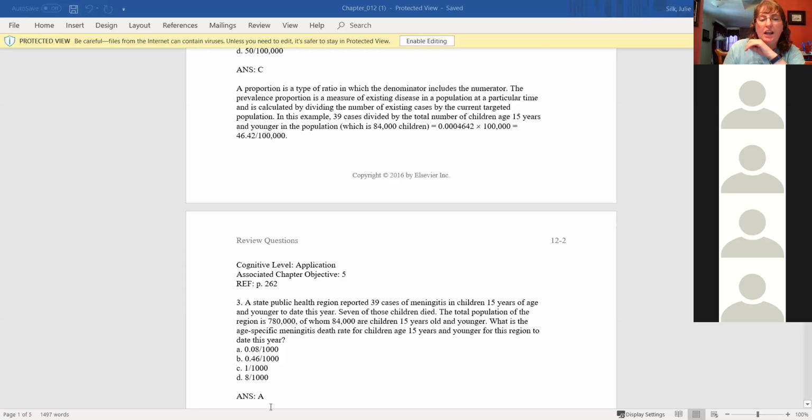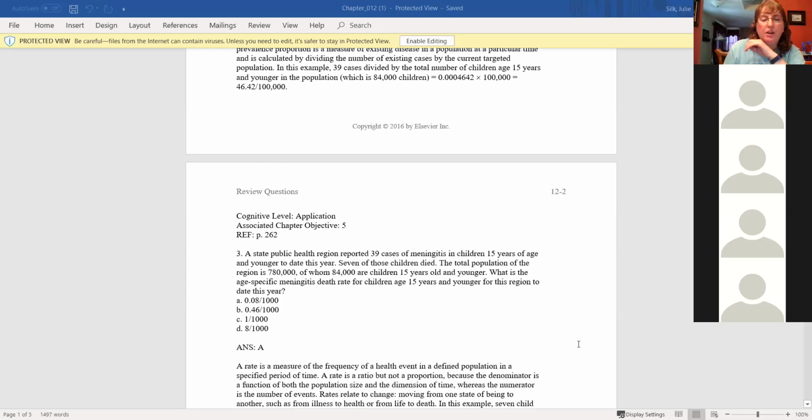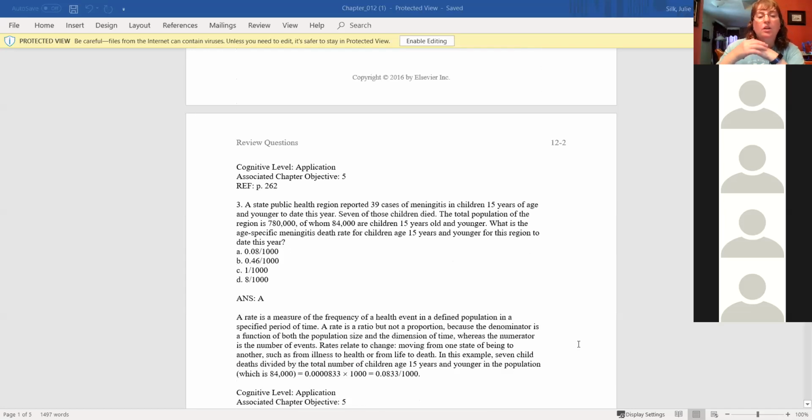This one's going to be A. I'll show you how they figured that out. So they say a rate is a ratio, not a proportion, because the denominator is a function of both population size and the dimension of time. So what you do is you take 7 children deaths divided by the total number of children aged 15 years and younger in the population, which is 84,000, and that's how you get that rate there.